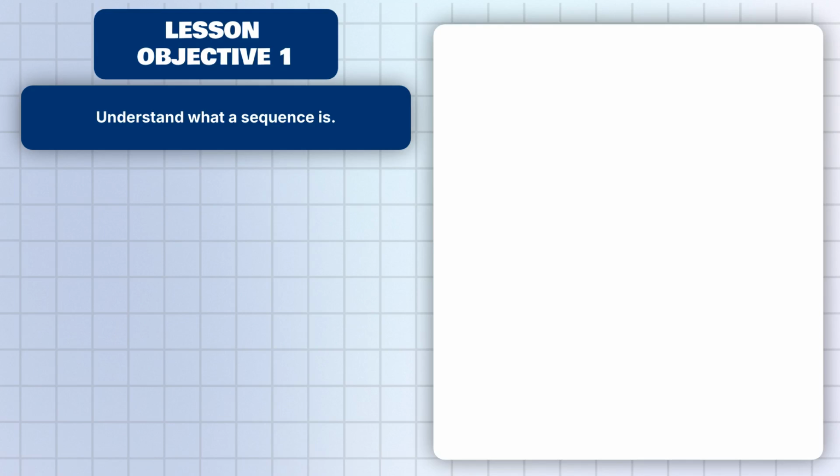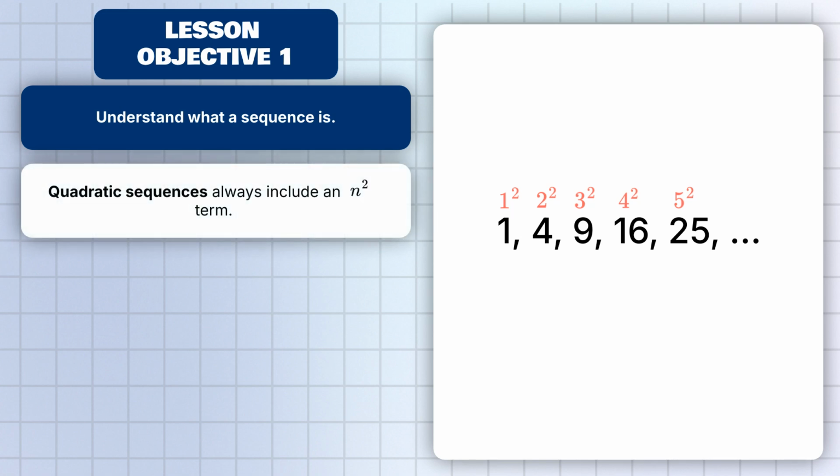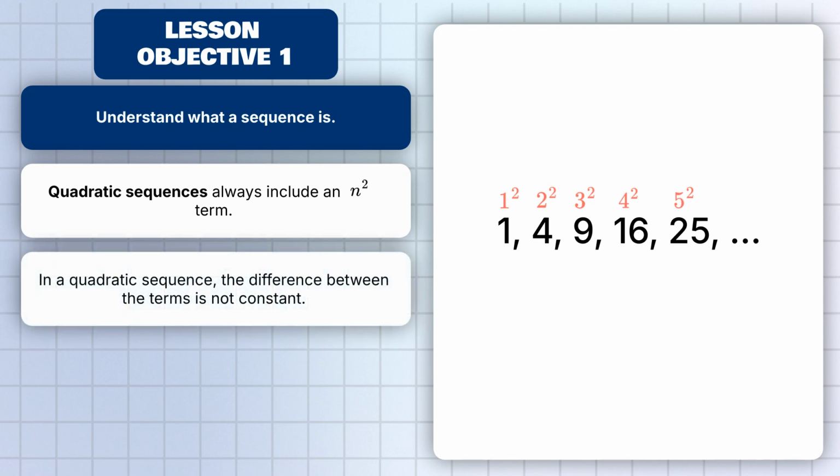Let's look at another sequence, 1, 4, 9, 16, 25. In this sequence, each term is the square of its position in the sequence. This is an example of a quadratic sequence. Quadratic sequences always include an n-squared term. In a quadratic sequence, the difference between the terms is not constant. This sequence is the square numbers.